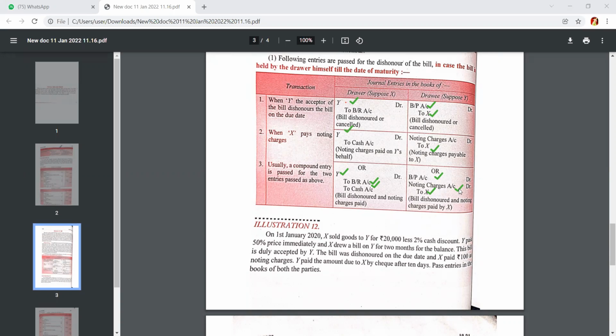So noting charges are to be paid by the Y only. So it will be due to Y, because Y is the drawee. Y has to pay the money. So he is liable to pay the bill. As I highlighted, you are to mark this statement in the para given above this chart of journal entries. In this way, you are supposed to do the question. Let's go for illustration number 12. Then it will be more clear to us.